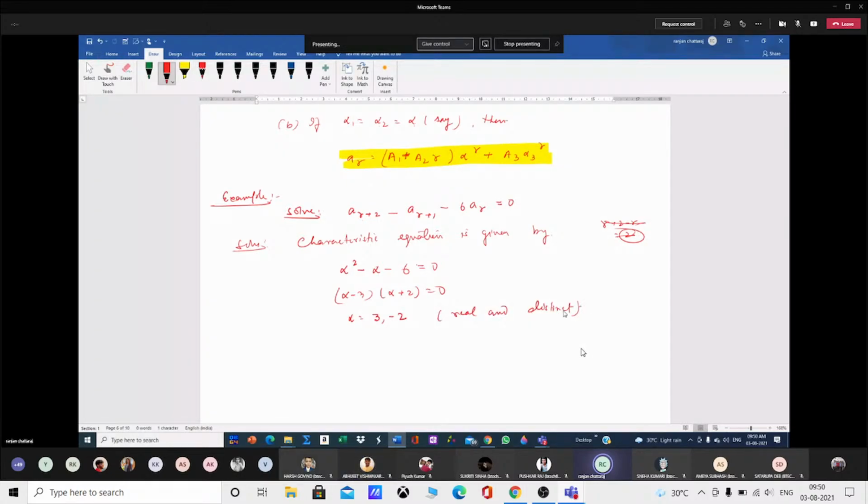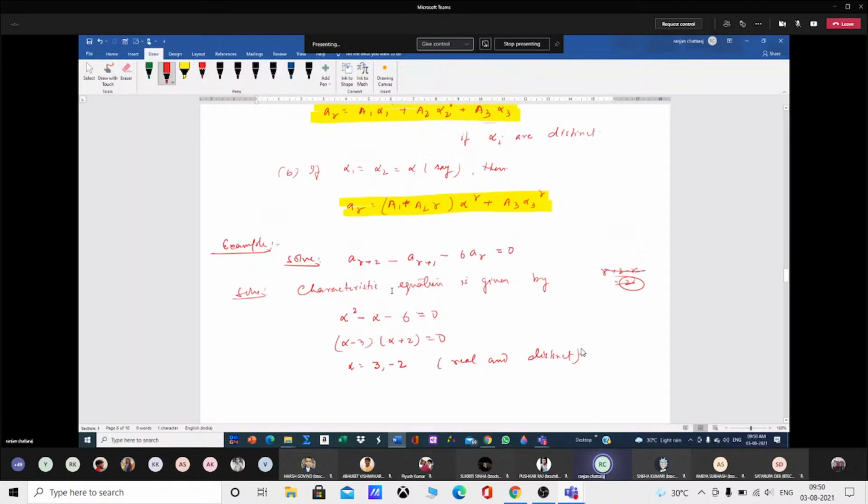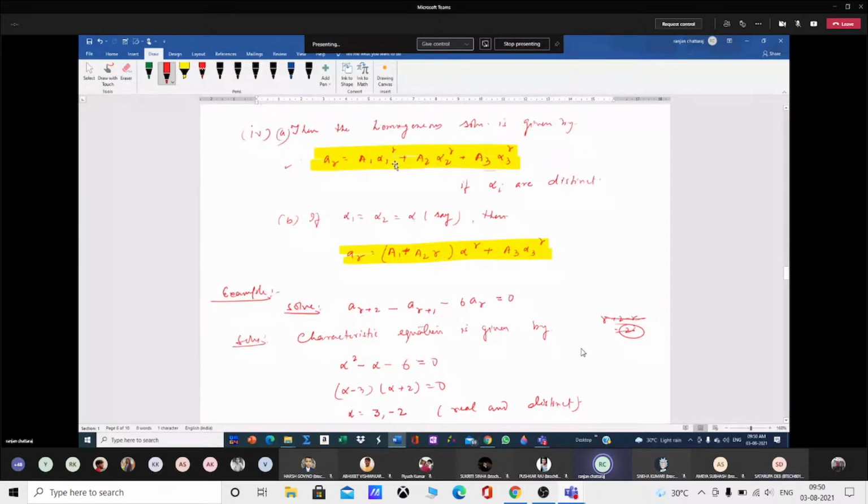Distinct. So what should be the solution? Real and distinct, that means this is the solution. These are the characteristic roots. So therefore you may write it: the characteristic roots are real and distinct. So the required solution is a1 alpha 1 to the power r. Here we have alpha 3 and minus 2. So what should be the solution?